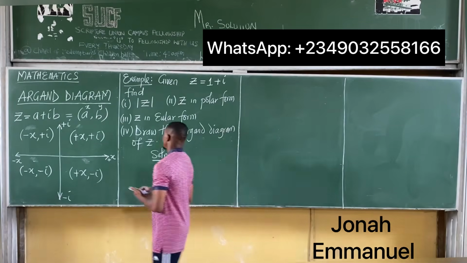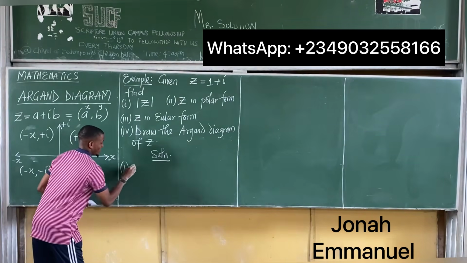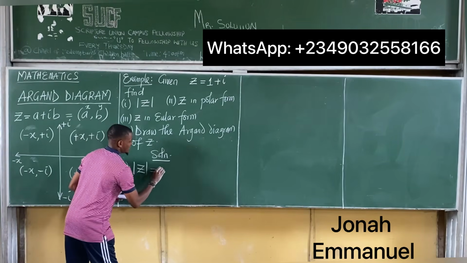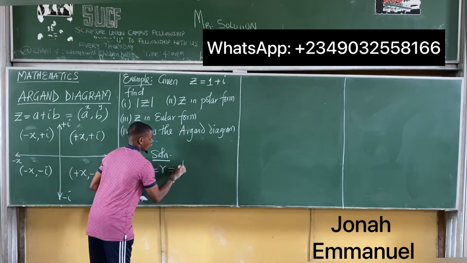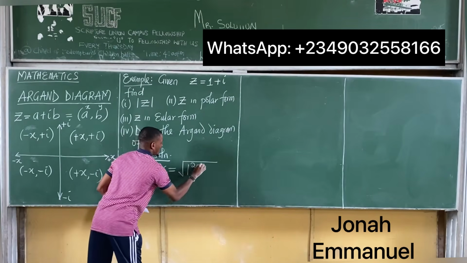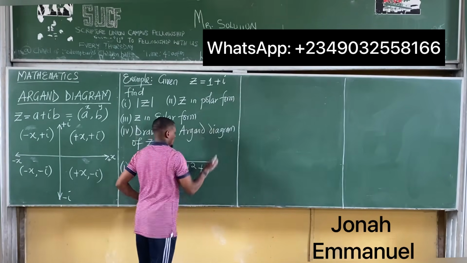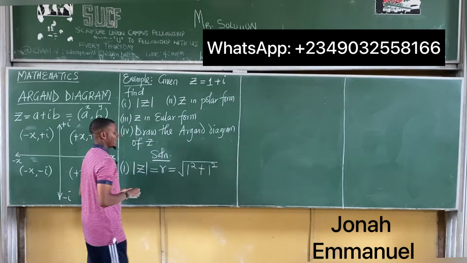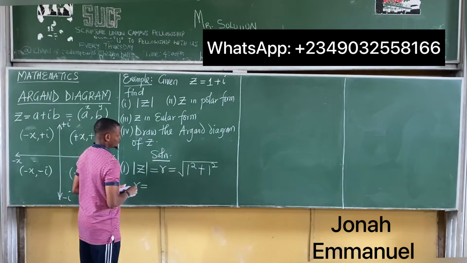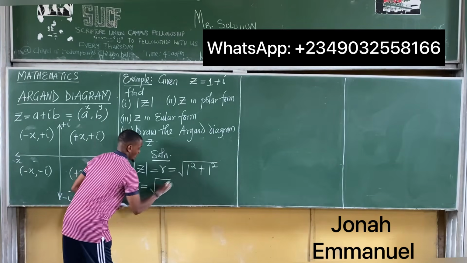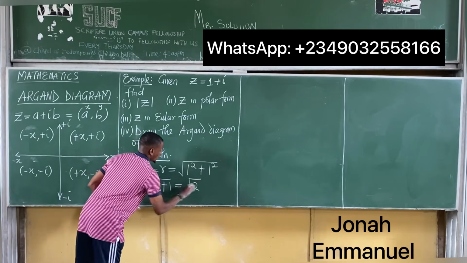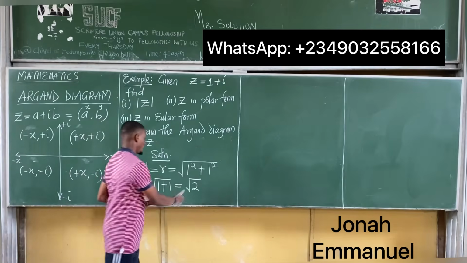All right, so what do we know? Number 1, this means magnitude. And we said magnitude is the same as r, which is equal to the square root of the coefficient here, 1, so 1 squared, plus the coefficient here, 1, that's 1 squared. So this is how we get magnitude. Hence r is equal to the square root of 1 squared, which is 1, plus 1 squared, which is 1, that's equal to root 2. So here's the value of r.